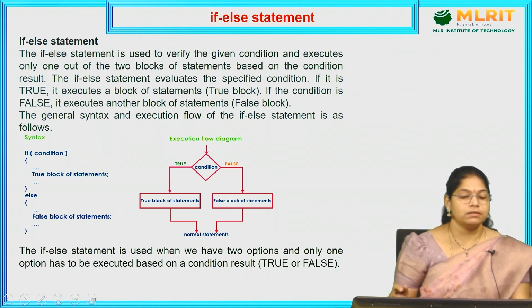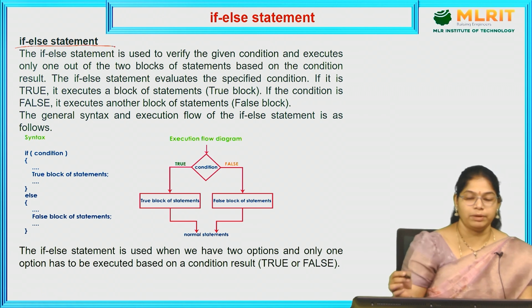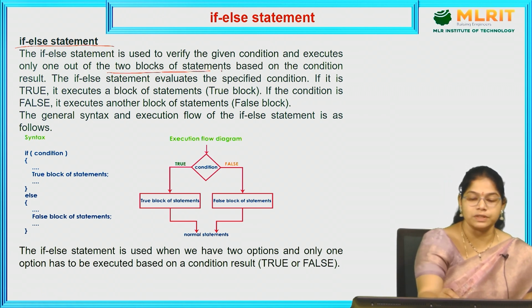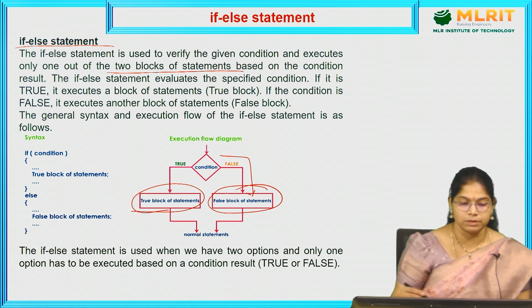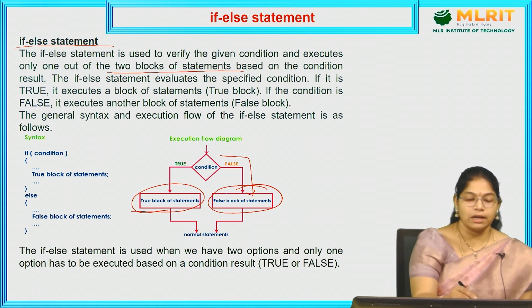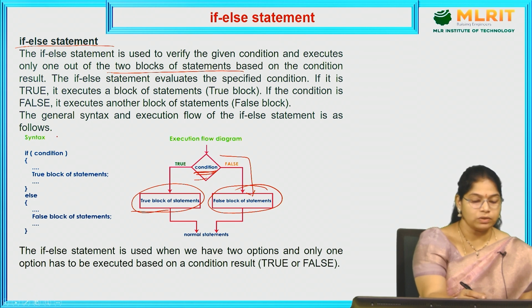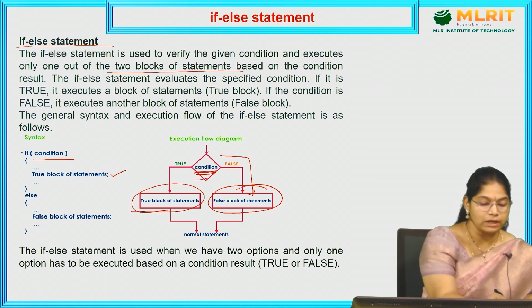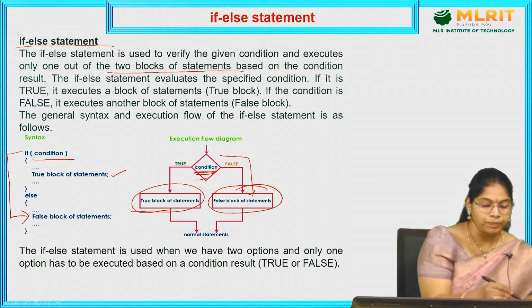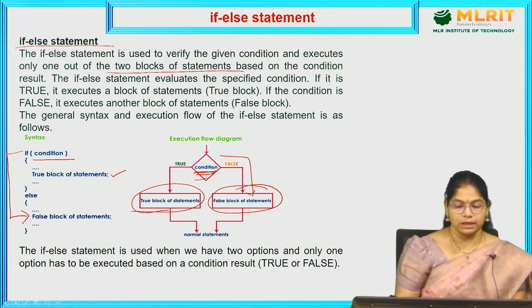The next is the if else statement. In this we have two blocks of statements. If the condition is true, the true block is executed. If the condition is false, then the control goes to the false block of statements and this block is executed. These are executed based on the condition result. The general syntax of if else is: if, we write a condition here. If it is true, the true block of statements is executed. If this condition is false, then the control goes to the else block and the false block of statements is executed.